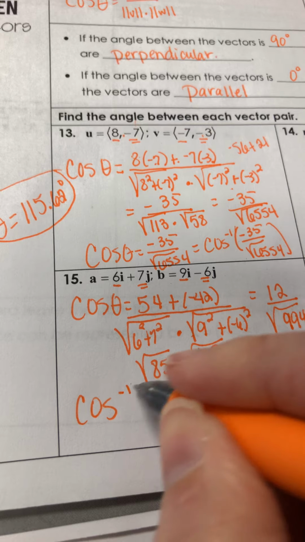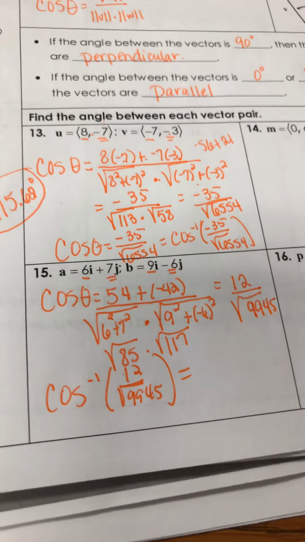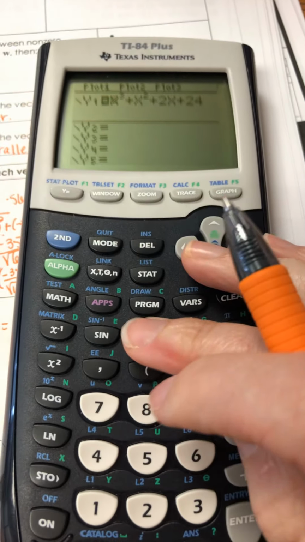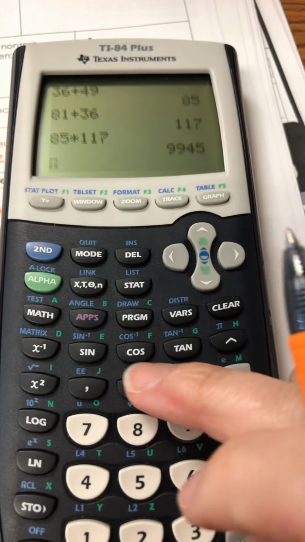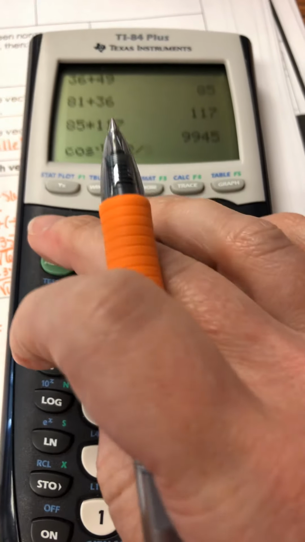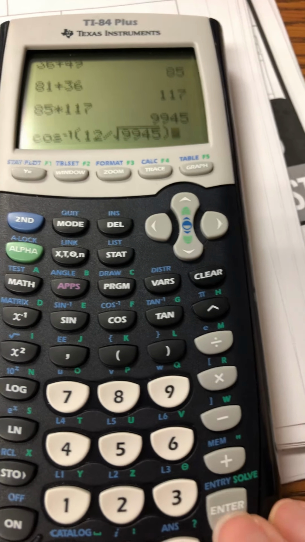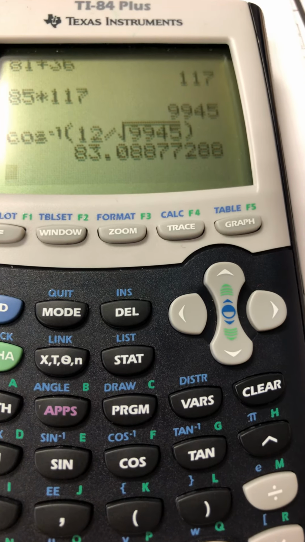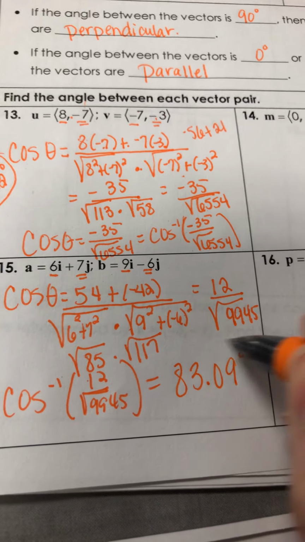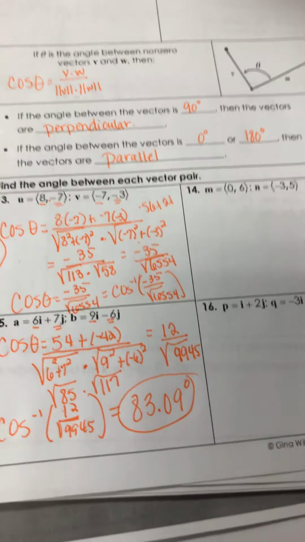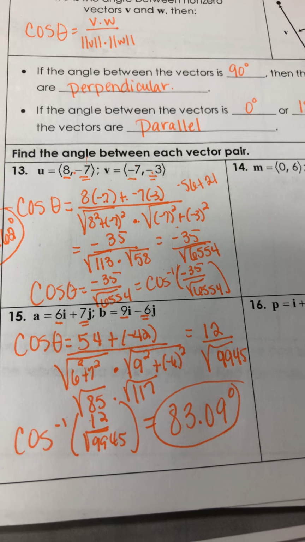So the cosine, let's do the inverse so that we can get to our angle, okay? So let's plug this into our calculator. Second cosine, I don't know why I have it on graph, so let's get out of here. Okay, so second cosine of 12 divided by the square root of 9,945. What's our angle going to be? 83.01 degrees. So theta is 83.01 degrees. It's not 90, 0, or 180, so we know our vectors are not parallel or perpendicular, but this is our angle between vector A and vector B.